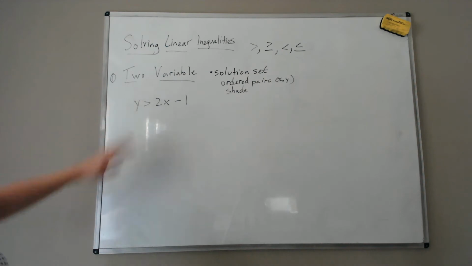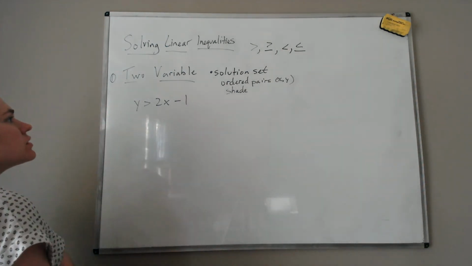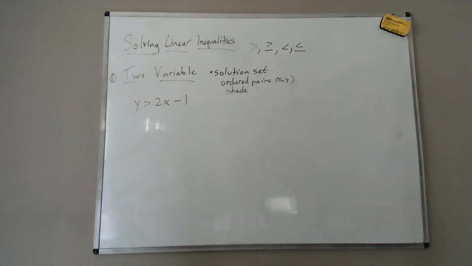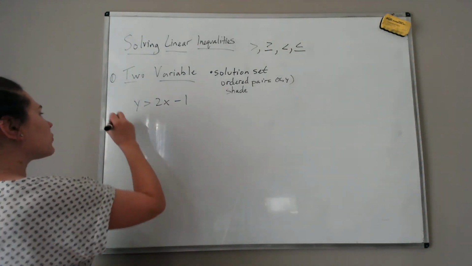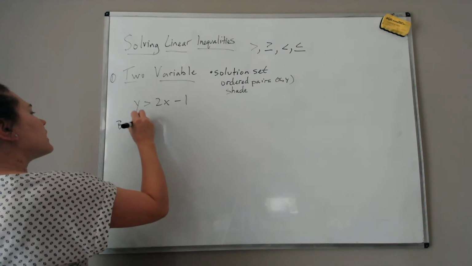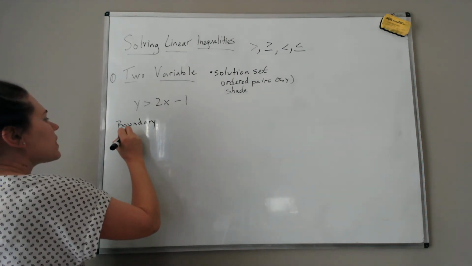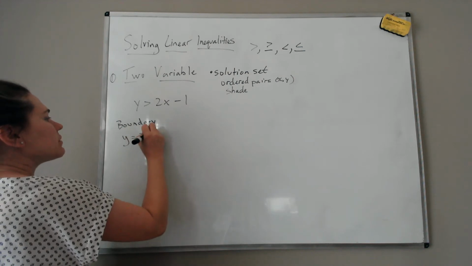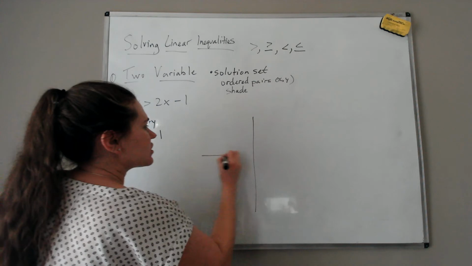So the first thing that you do is, okay, you have a two-variable inequality. You need to graph to find what ordered pairs make the left greater than the right, because it says y has to be greater than 2x minus 1. So the first thing you do is you find the boundary. The boundary is just going to be when the left equals the right. So that's going to be y equals 2x minus 1. So that's what we're going to graph first, the boundary.